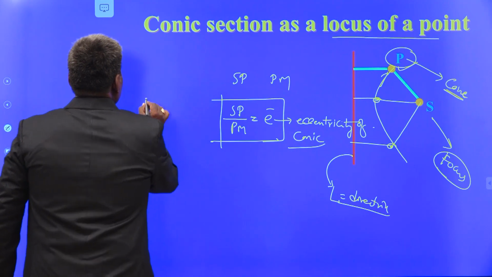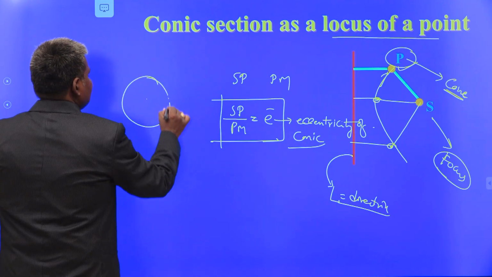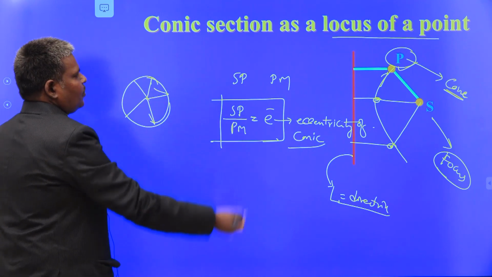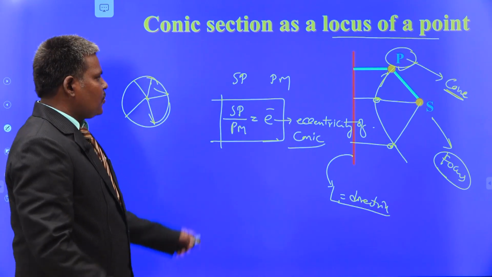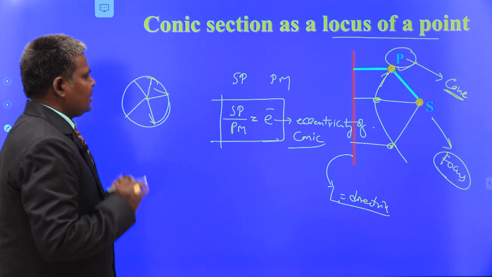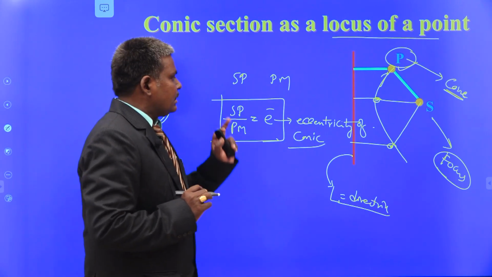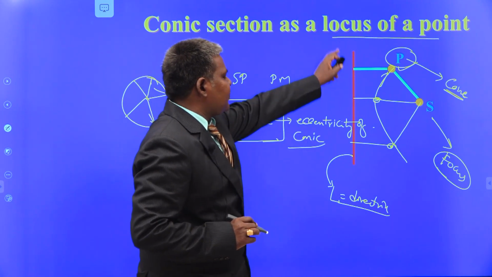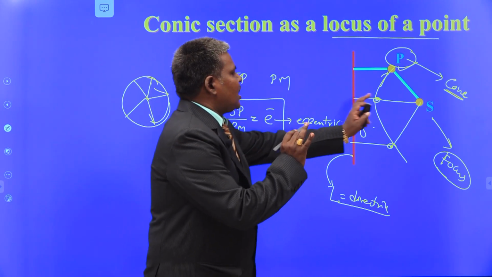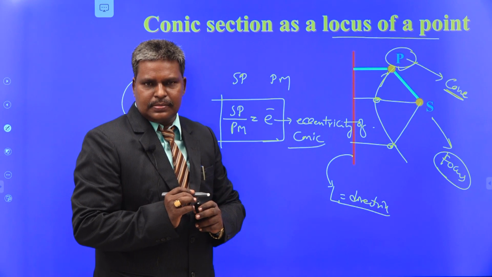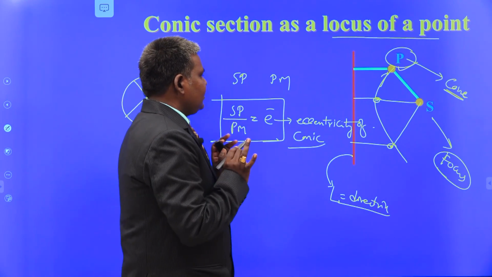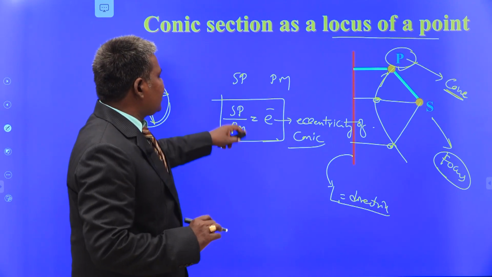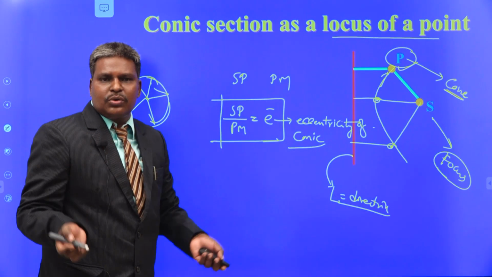What is a circle? The set of points which are equidistant from a given fixed point is called a circle. In the same manner, we define the conic here. So to construct a conic, what are the three major things we use? The fixed point, the focus, and the fixed line, the directrix. The line should not pass through the focus. Now we have to collect all the points in the plane such that SP by PM is always equal to a constant.